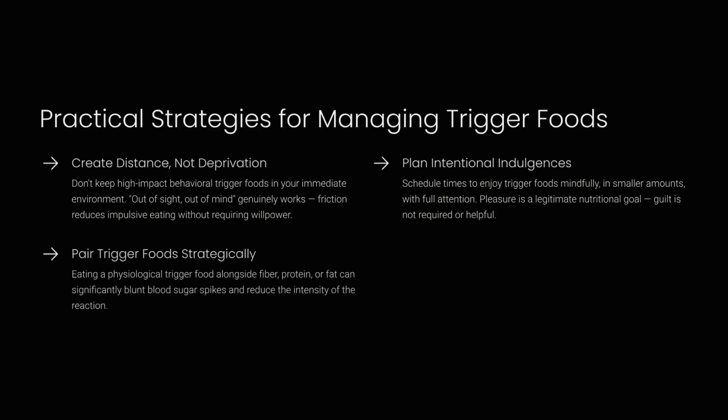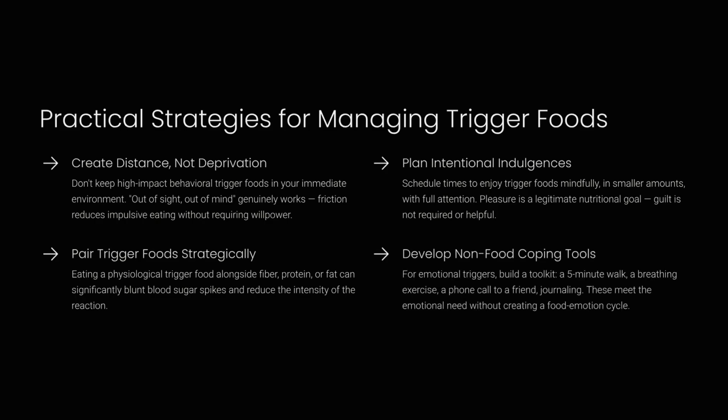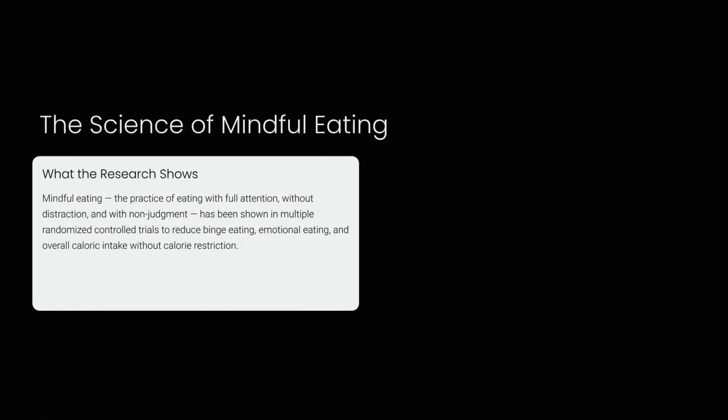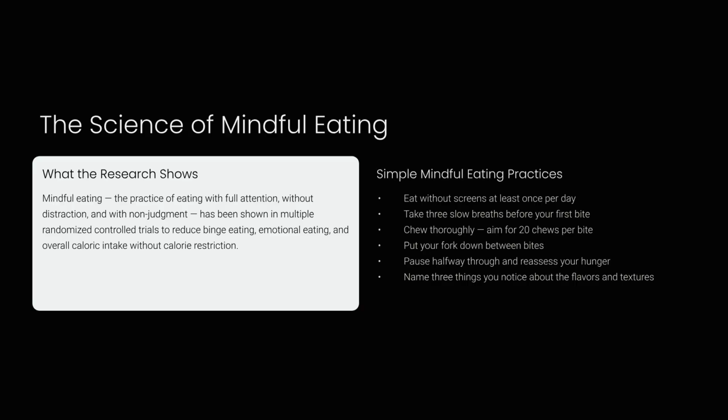Pair physiological trigger foods with fiber, protein, or fat to blunt blood sugar spikes. Most importantly, develop non-food coping tools for emotional triggers, such as exercise or journaling. Mindful eating is scientifically proven to reduce binge and emotional eating. Simple practices include eating without screens, taking slow breaths before the first bite, and pausing halfway through a meal to reassess your hunger and fullness.